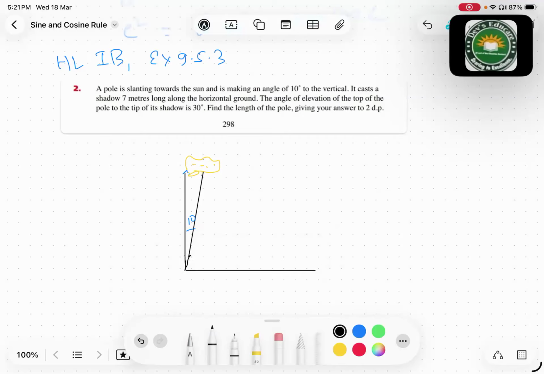The length of the shadow is 7 meters. The angle of elevation of the top of the pole to the tip of its shadow is 30 degrees. It means if you join the tip, this is 30 degrees. Find the length of the pole, giving your answer to 2 dp.